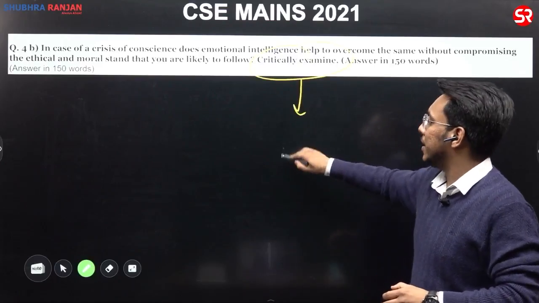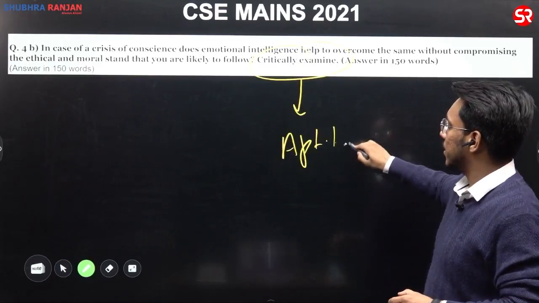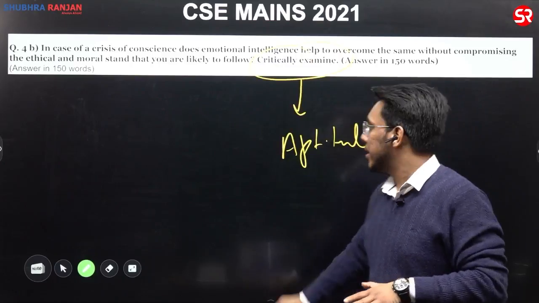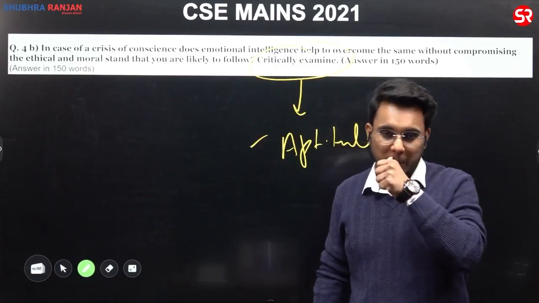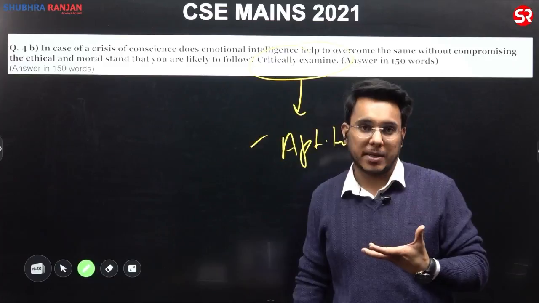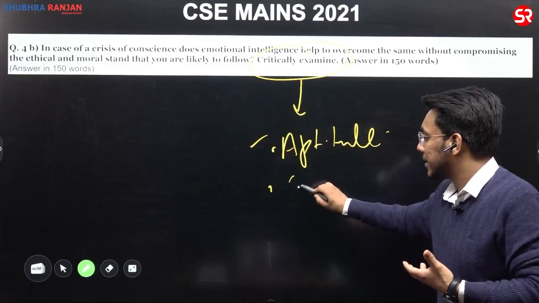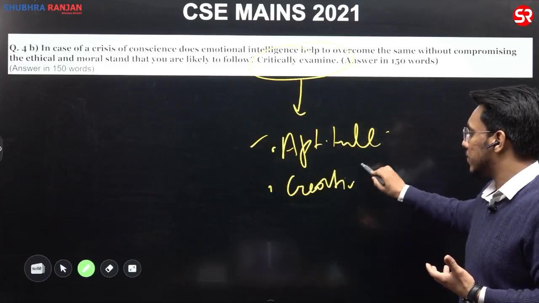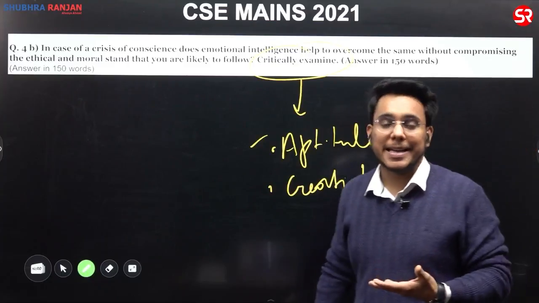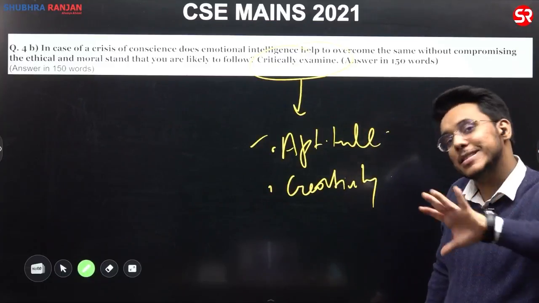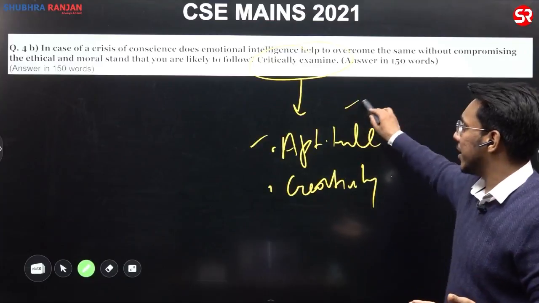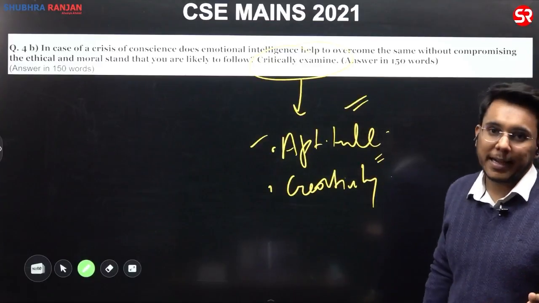You need to have good aptitude also. Just emotional intelligence will not help. You need to have good cognitive sharpness also. Secondly, you need to have creativity also. So apart from emotional intelligence, yes, it will help you, but you need to have aptitude.